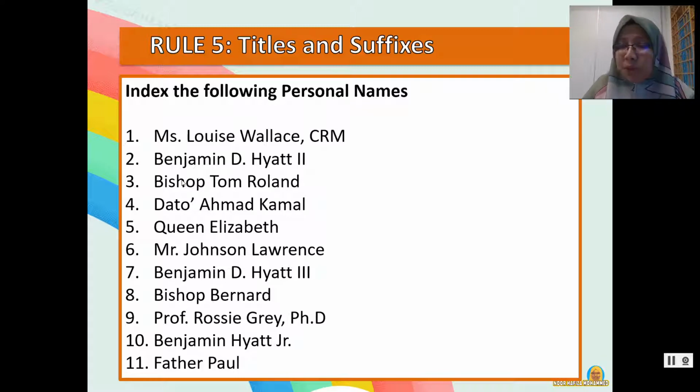However, for question number 3, you have more than 2 filing units: Bishop, Tom, Roland. For this one, you need to index it as Roland, Tom, Bishop. I'm going to show you after this. Dato' Ahmad Kamal: Dato' is a title. When you have a title for a Malay name, you need to consider it as the last unit. Queen Elizabeth applies as a royal or religious name because it only has 2 filing units, so you need to index as written.